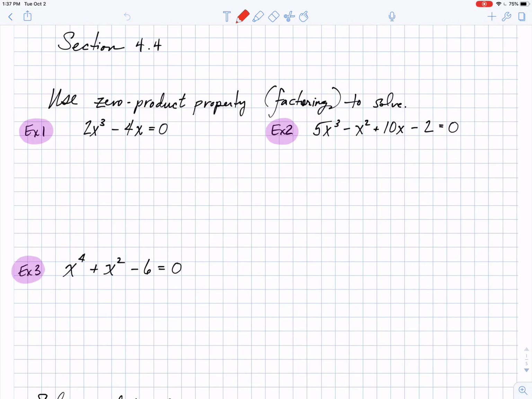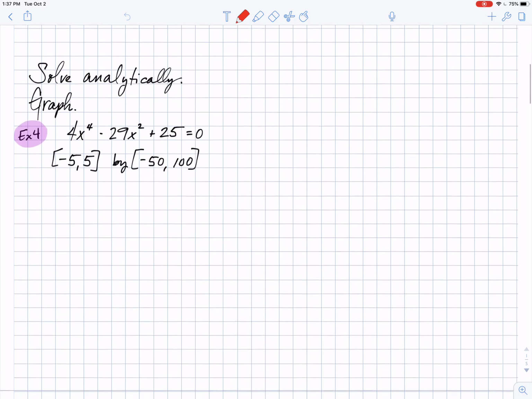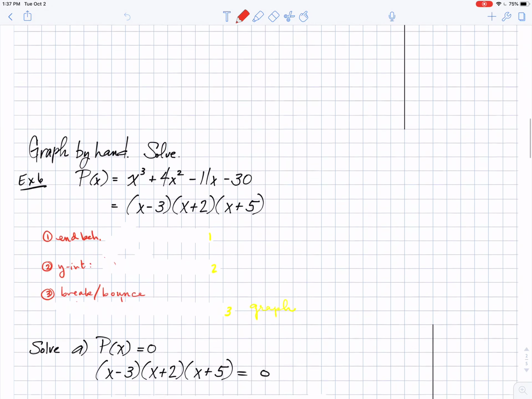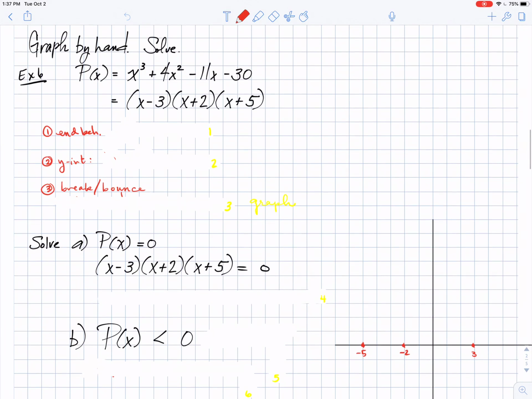Hey folks, so this is section 4.4 and I would like to just do one example in this section. So if you would take your notes please and go down to example number 6. Let's take a look at that one. And this says that we're to graph by hand and we're to solve.